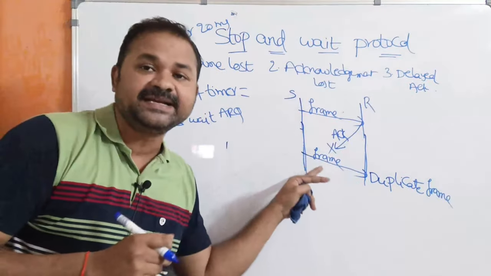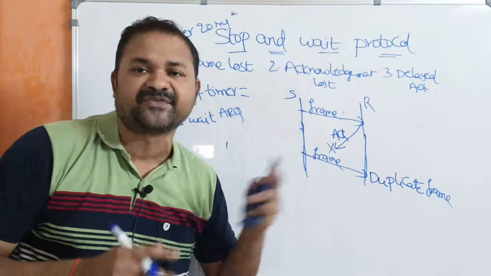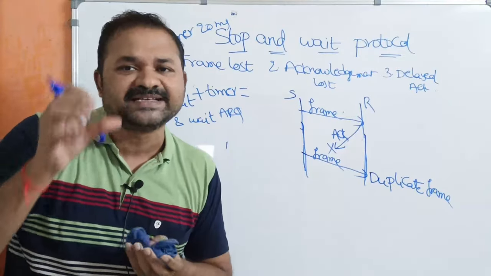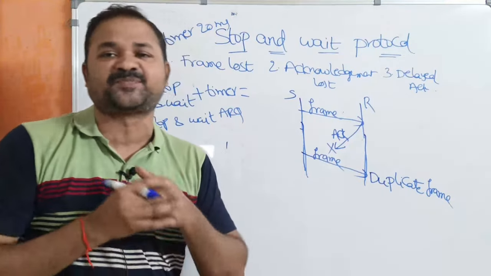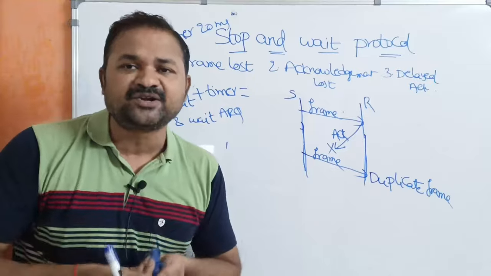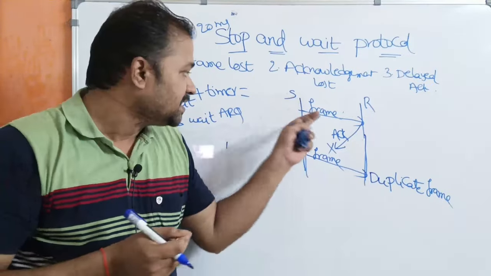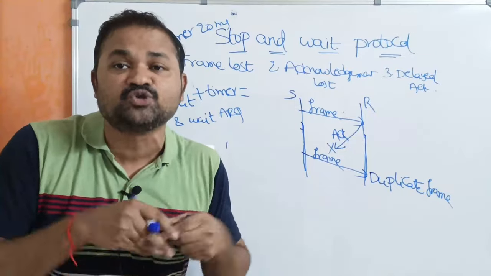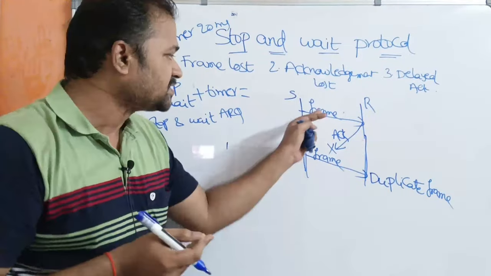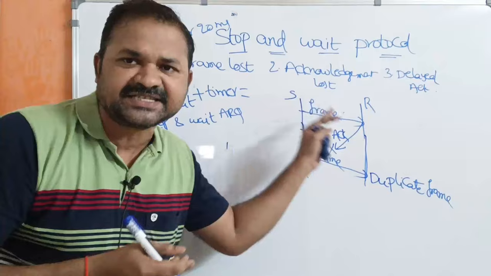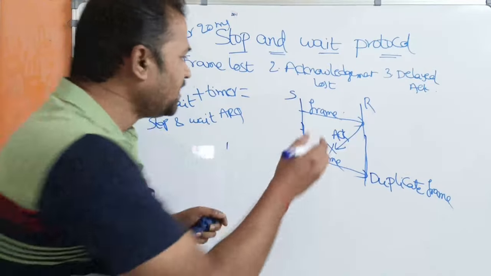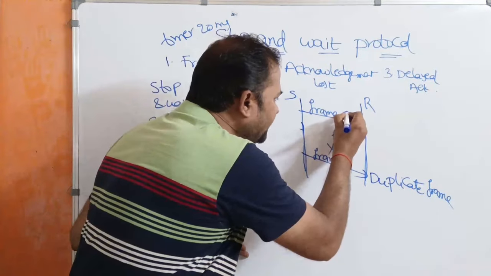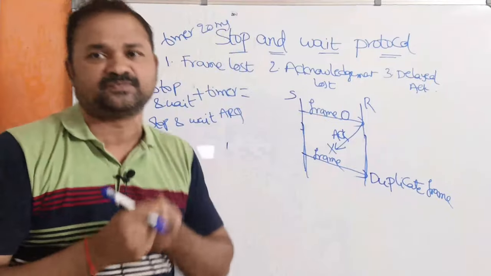So the sender is sending the same frame, the duplicate frame. How will the receiver identify this problem? In order to solve this problem, the sender has to add a sequence number to the corresponding frame. Let us assume that this is the 0th frame. In addition to the frame, it has to add a sequence number also.